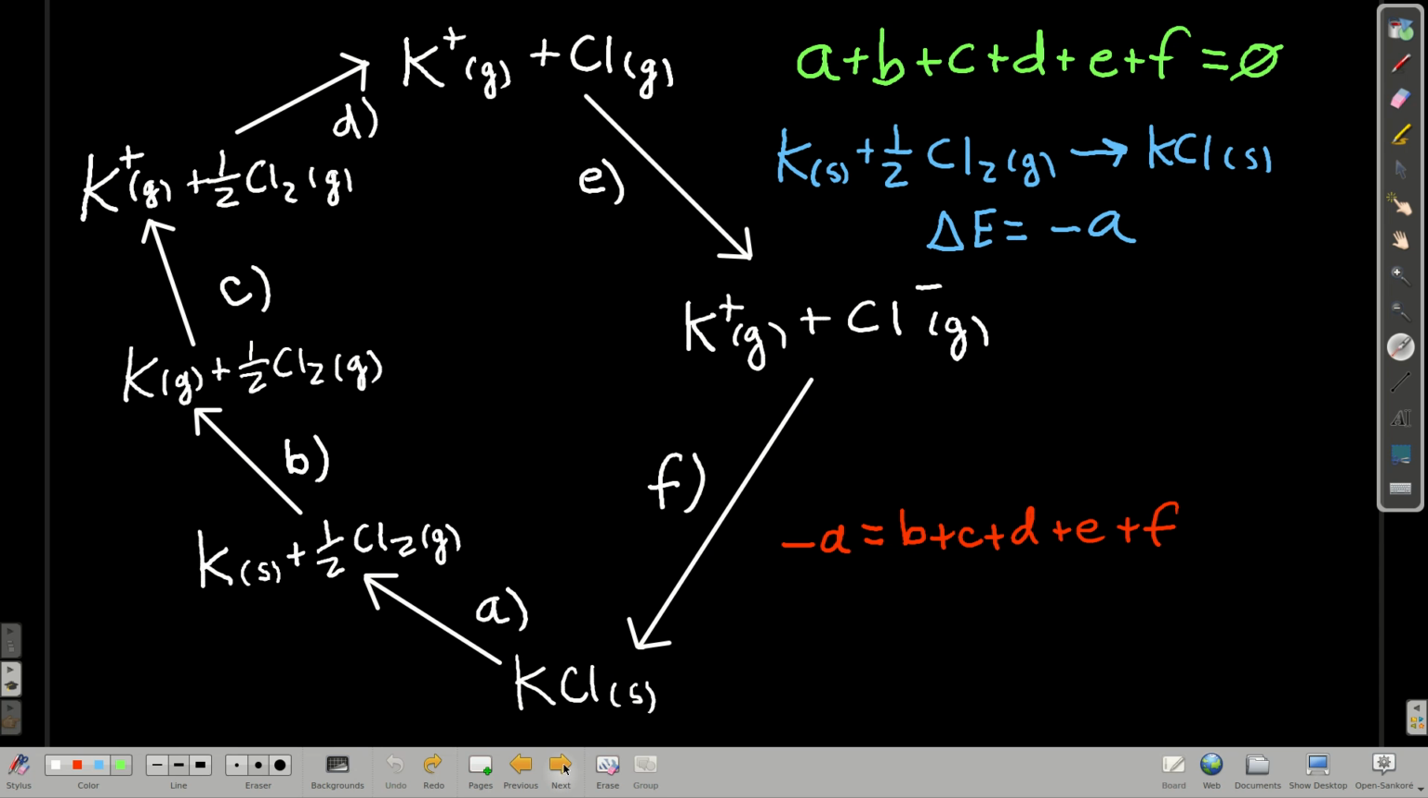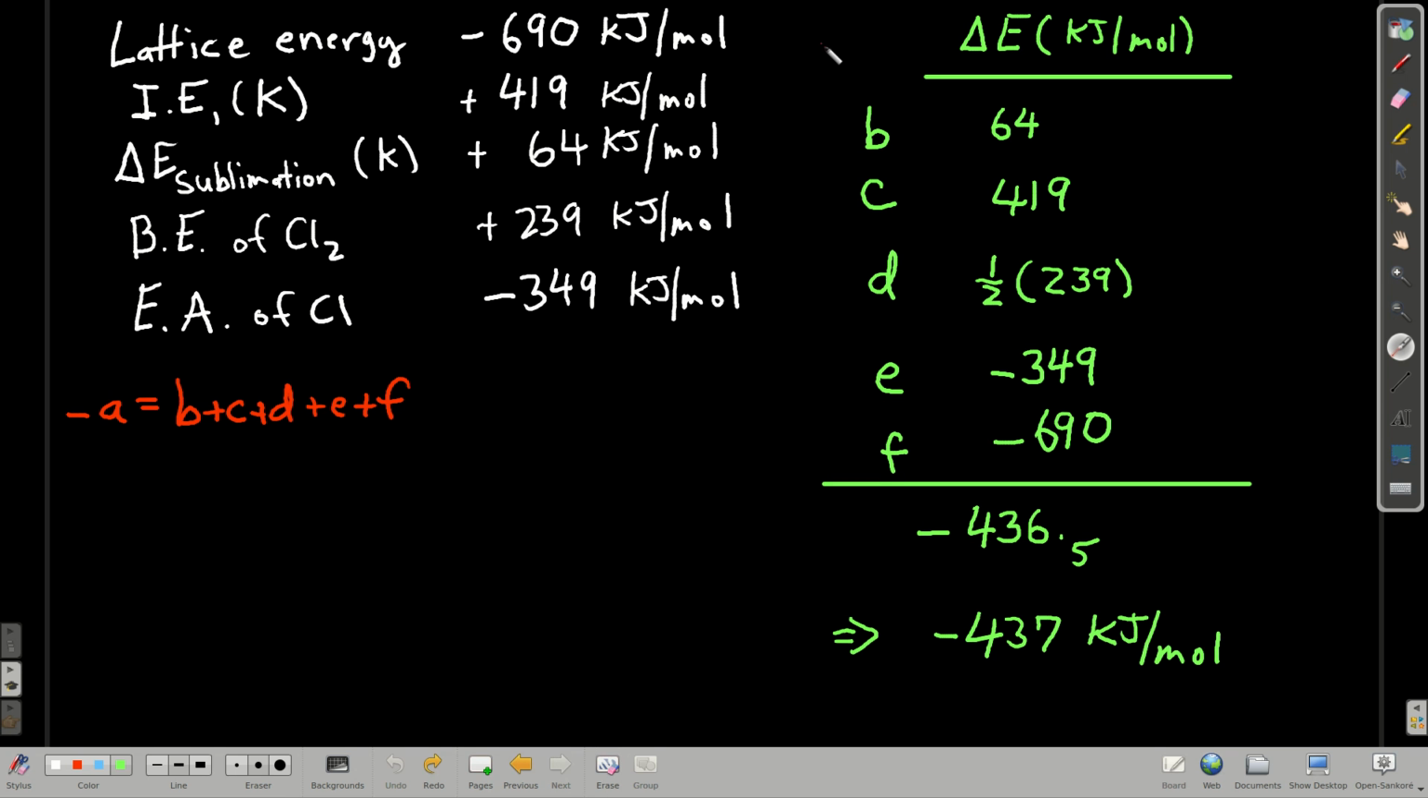All right, so now all we have to do is write down what they are. So B was the sublimation energy for potassium, which is this. C is the first ionization energy for potassium, which is this. D is 1/2 the bond energy for chlorine, which is 1/2 times 239. E is the electron affinity for chlorine, and F is the lattice energy. We add all these up, and we get -437 kilojoules per mole. That's the answer.